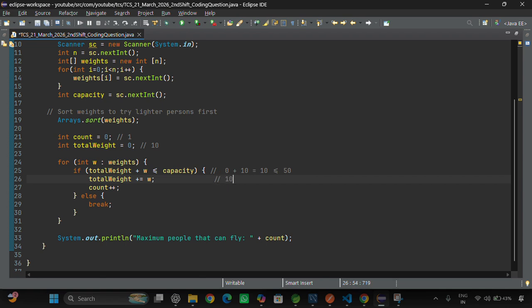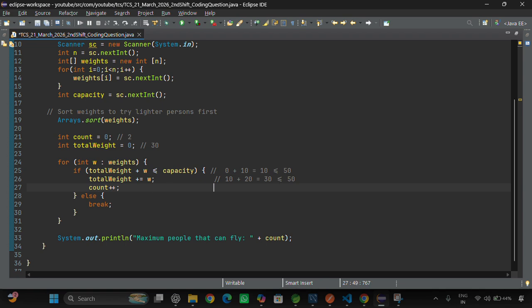So what is the total weight? Total weight is the total weight plus the person's weight. What is the weight? It's 20 in the next iteration. So it will be equivalent to 30, which is lesser than or equal to 50, right? So again the condition is true, and again it will enter into this block. The total weight will be incremented to 30, and the count will be incremented to 2. Right, now 2 and 30 are there.